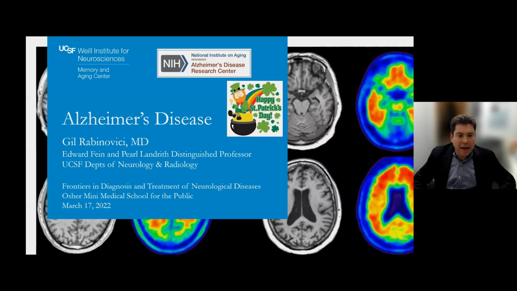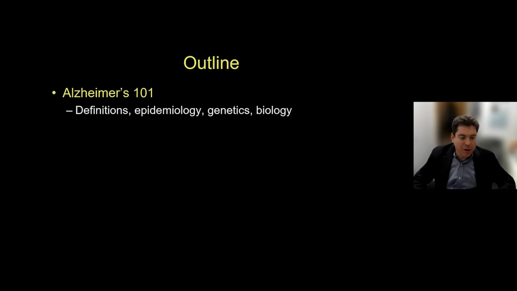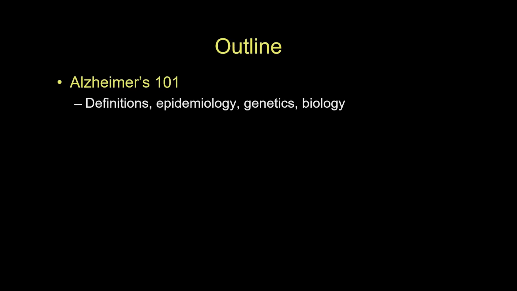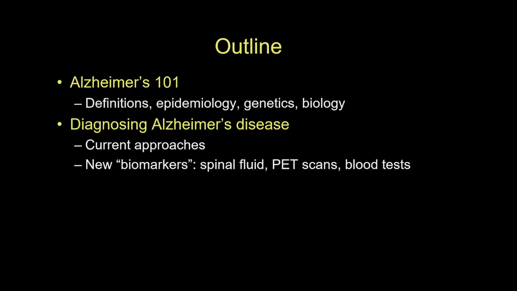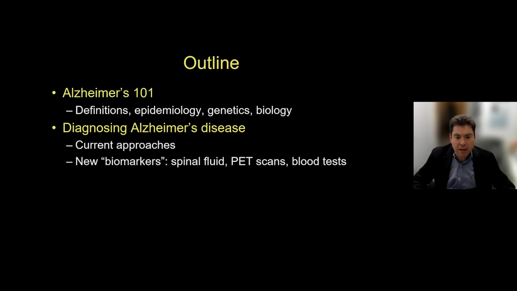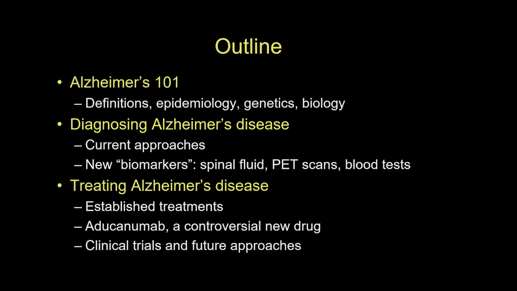I am going to give you a whirlwind tour of Alzheimer's disease in 45 minutes or less. I'll begin with what I call Alzheimer's 101: basic definitions of the disease, and a little description about the epidemiology, genetics, and biology of Alzheimer's. Then I'll spend some time discussing how we diagnose Alzheimer's disease. I'll summarize what our current approaches are, and I'll tell you a lot about new so-called biomarkers, or new tests, that involve spinal fluid, advanced brain imaging scans, and increasingly blood tests that can detect key elements of Alzheimer's disease in living people.